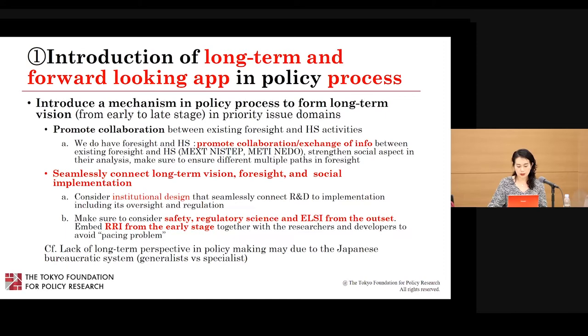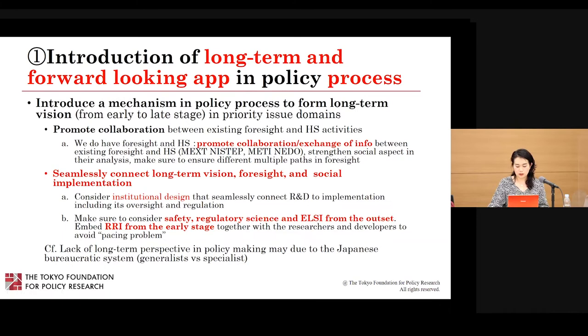We need to promote collaboration and exchange of information between existing foresight and horizon scanning activities, like that of NISTEP or NEDO at METI. We also need to seamlessly connect long-term vision, foresight, and social implication. Particularly, we need to consider institutional design that seamlessly connects research and development to implementation, including the oversight and regulation, in order to make sure to consider safety, regulatory science, and ELSI from the outset.